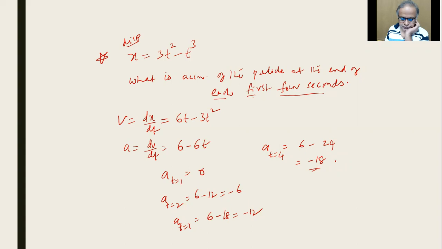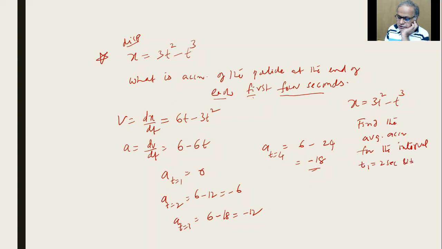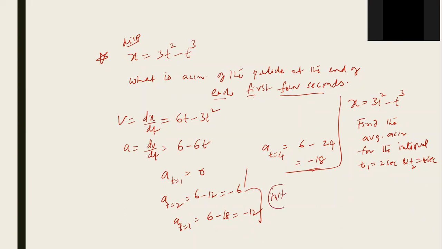Now, this same question I'll take. x is 3t square minus t cubed, all right. Find the average acceleration for the interval t1 equals 2 seconds and t2 equals 4 seconds. For the same question, so that life becomes easier in calculation. What I want to stress is what all you found out now are instantaneous accelerations. Now I'm asking average acceleration, not even average velocity.